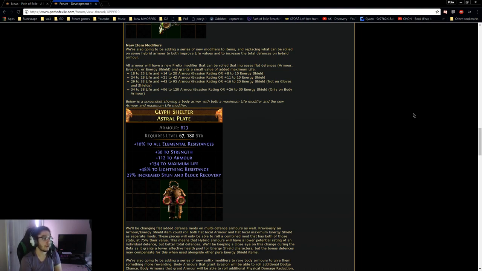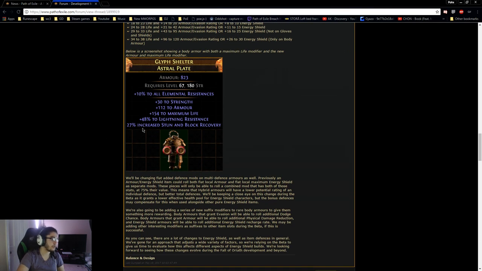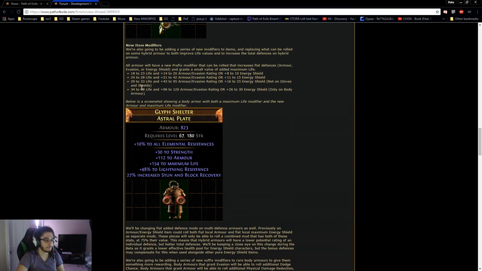So this gives up to 38 life, 96 to 120 armor, or evasion, and up to 30 energy shield, only on a body armor. Below is a screenshot showing a body armor with both maximum life and the new armor and maximum life modifier. This one rolled up to 150 life because it rolled a life with a hybrid life here. You can see the armor value is right here.